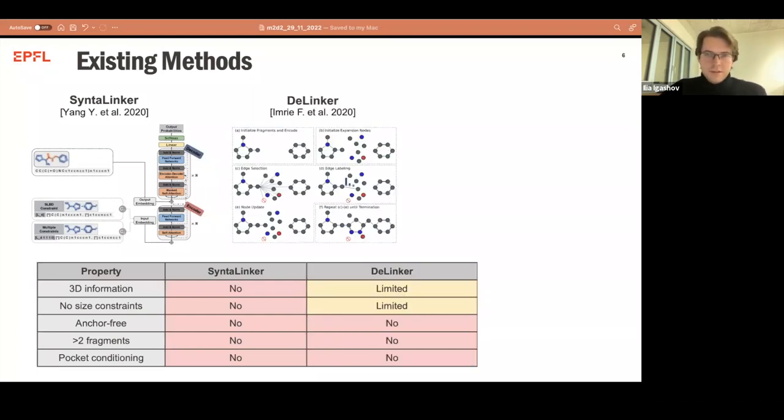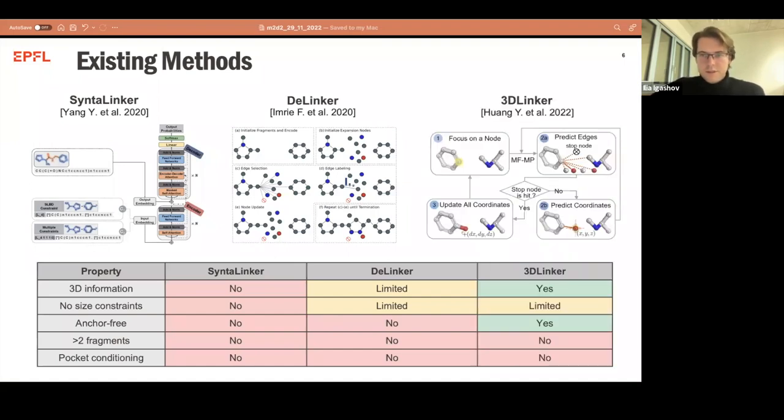The next method, which is called DeLinker, was also recently proposed. So this is a graph variational autoencoder that operates on 2D molecular graphs and iteratively generates atoms and covalent bonds between an input pair of fragments. Even though it sort of takes into account geometric information, this information is quite limited. And it actually consists of just two scalar numbers corresponding to the distance between input fragments and the angle between these fragments.